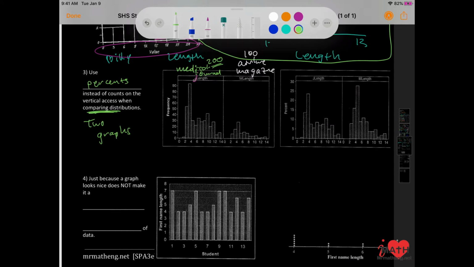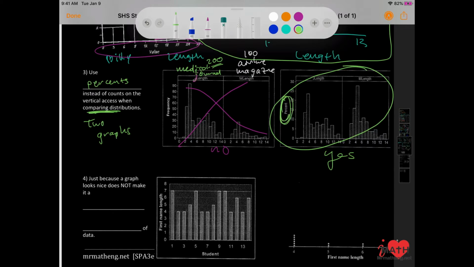So no, don't look at that one. Okay. Green, yes. This one. Why I look at this one is because now you can just compare percents versus frequency of how the lengths of the words are. So it's better to compare percents to percents versus counts to counts.